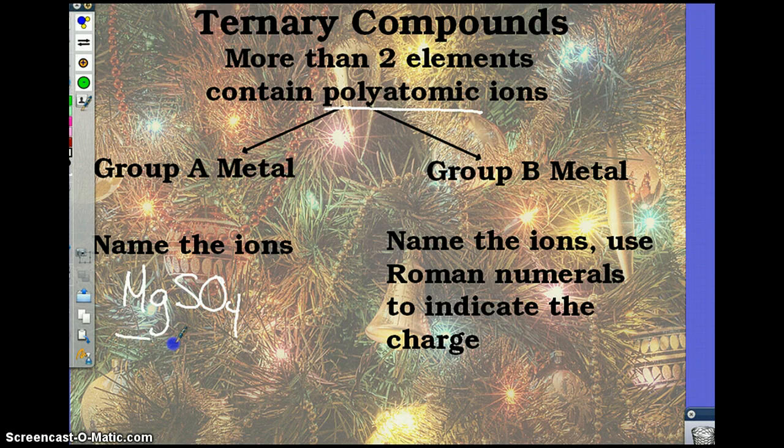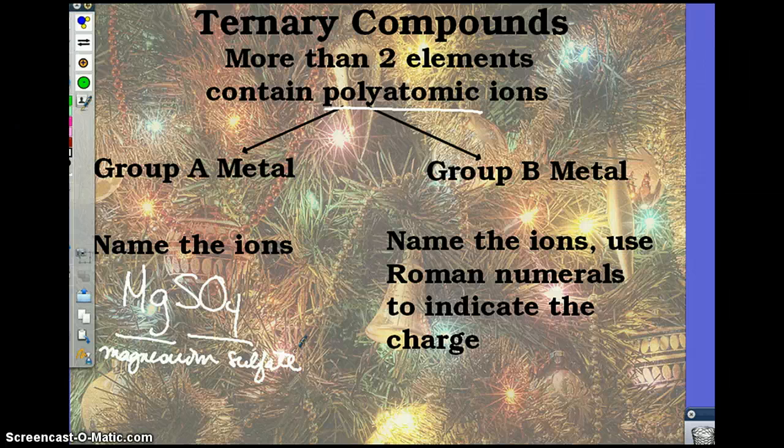MgSO4. Magnesium is a group A metal. SO4 is the polyatomic ion. SO4 -2 is the polyatomic ion sulfate. So the name of that compound would be magnesium sulfate. If the metal is a group B metal, the rules will be the same. In that, we need to determine the charge of the ion in the compound and write the charge in Roman numerals and parentheses to tell us what particular ion that was.